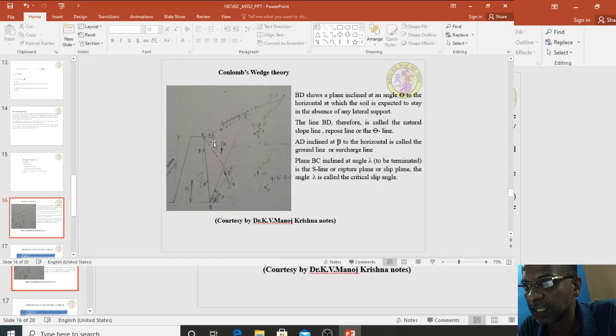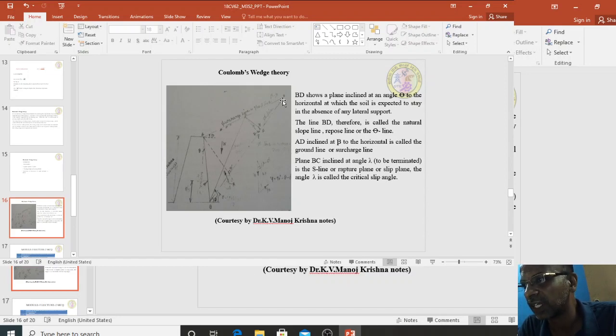So this is Coulomb's theory, and this is the sloping backfill AD, which makes an angle beta, and the failure envelope BD will make an angle phi. So now the sliding wedge is WO, and this makes an angle theta with respect to the inclined surface. So now let us see BD. Where is BD? This is B and D.